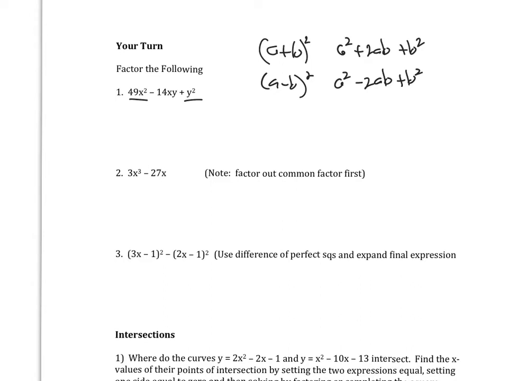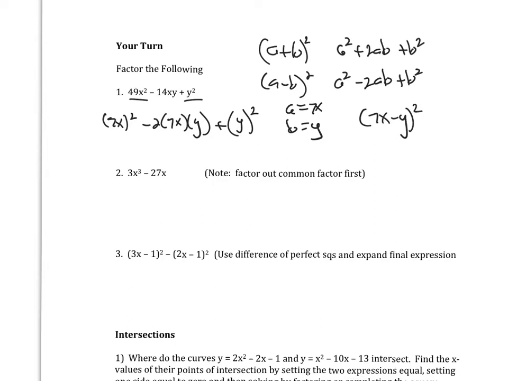Sorry, that should be a plus. And so that means that in this case we would have 7x squared minus 2 times 7x times y plus our y squared. So we have a is equal to 7x, b is equal to y, or negative y, and so we're going to end up here with a minus b, so 7x minus y squared.